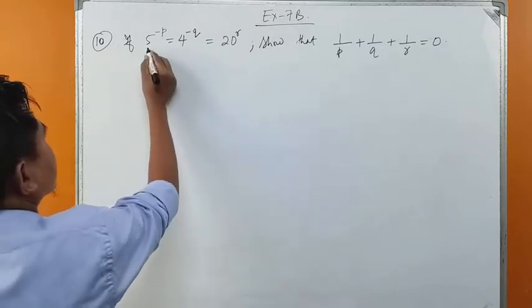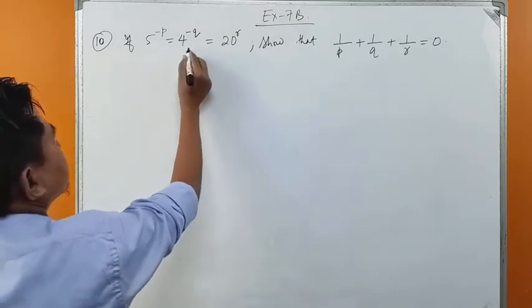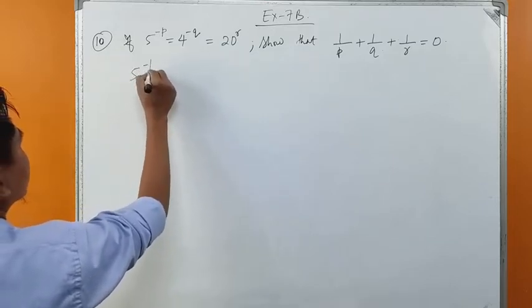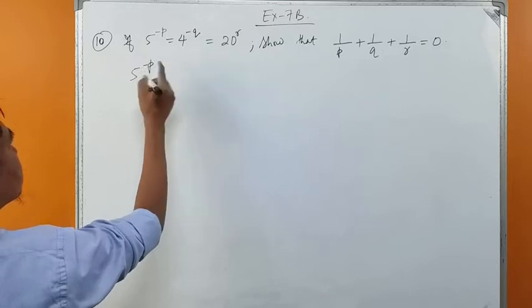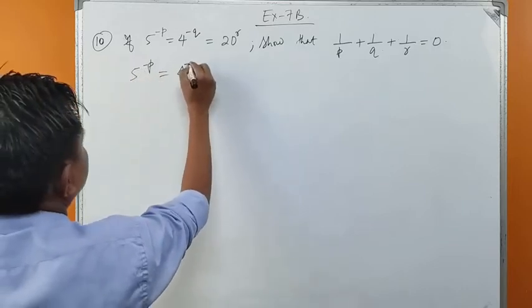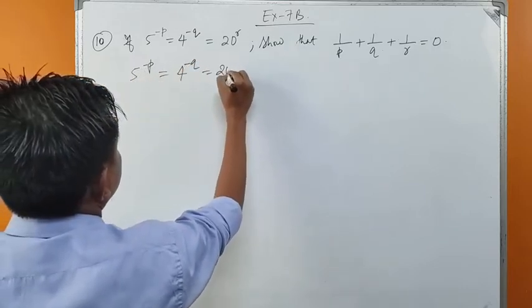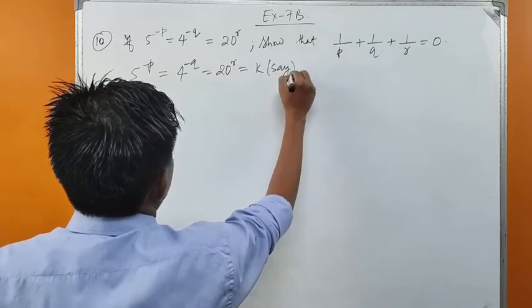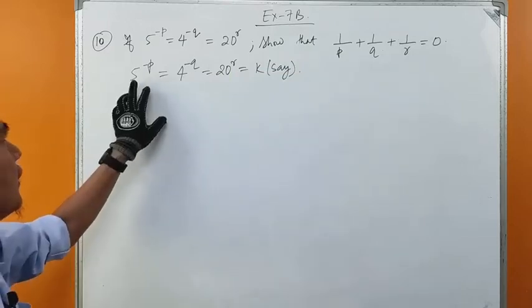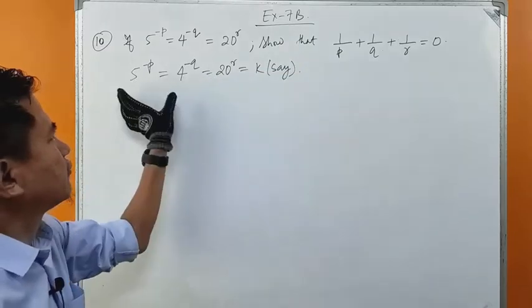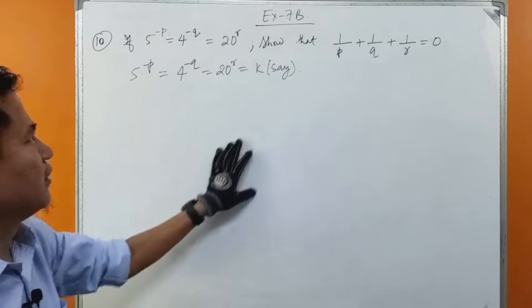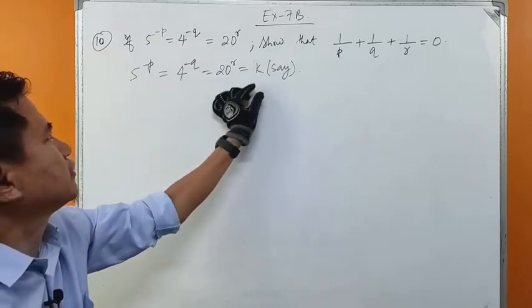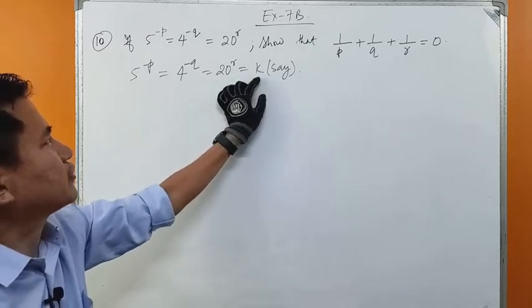If we have a condition like a equals b equals c, what we usually do is we suppose everything as k. 5 to the power minus p equals 4 to the power minus q equals 20 to the power r equals k. We have done this type of question, isn't it? If this equals this equals this, then we suppose it equals k. Which means 5 to the power minus p equals k, 4 to the power minus q equals k, and 20 to the power r equals k.